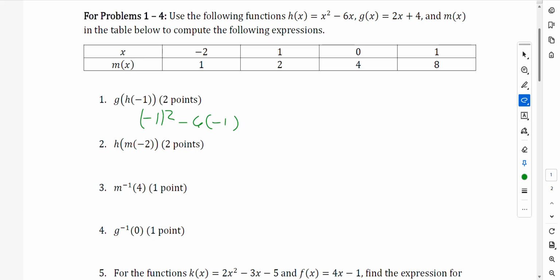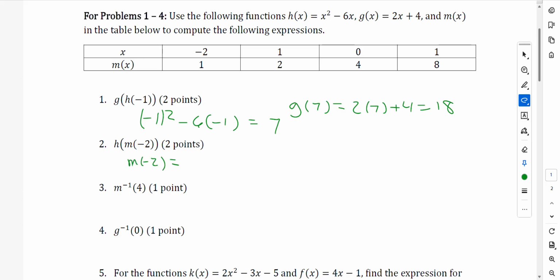-1 squared plus 6 is 7. E of 7 is 2 times 7 plus 4, which is 18. Okay. You gotta remember those parentheses. I've been telling you that since you were 8th graders.